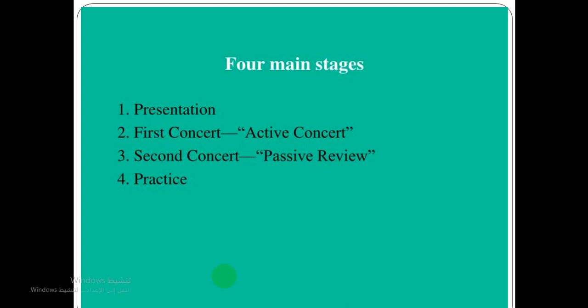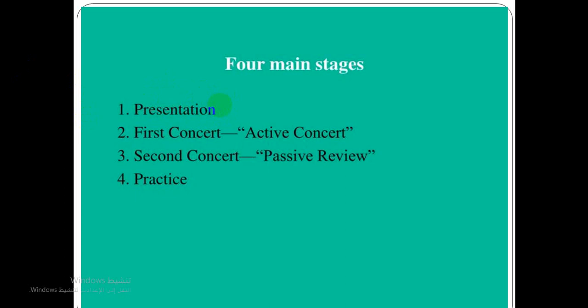What are the main stages of Suggestopedia? Here we have four main stages of Suggestopedia, which are presentation, first concert or active concert, second concert or passive review, and practice. The first stage is presentation, in which students are helped to relax and move into a positive frame of mind, with the feeling that learning is going to be easy and fun.